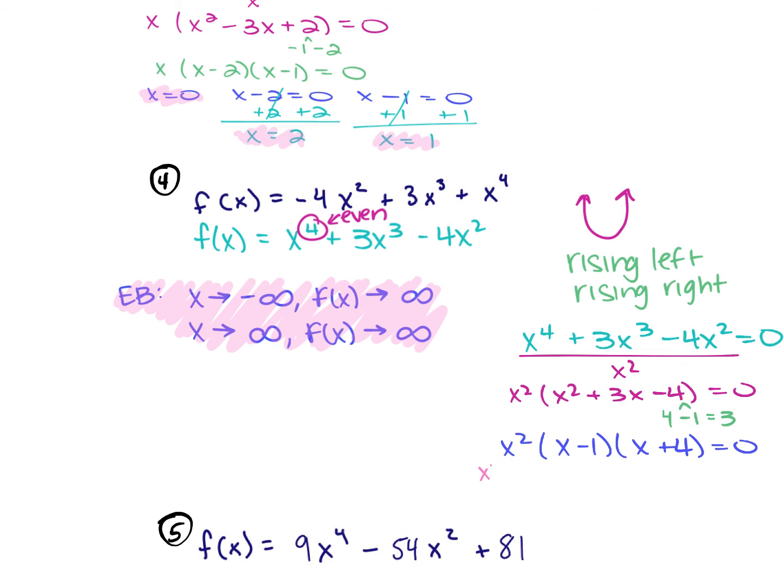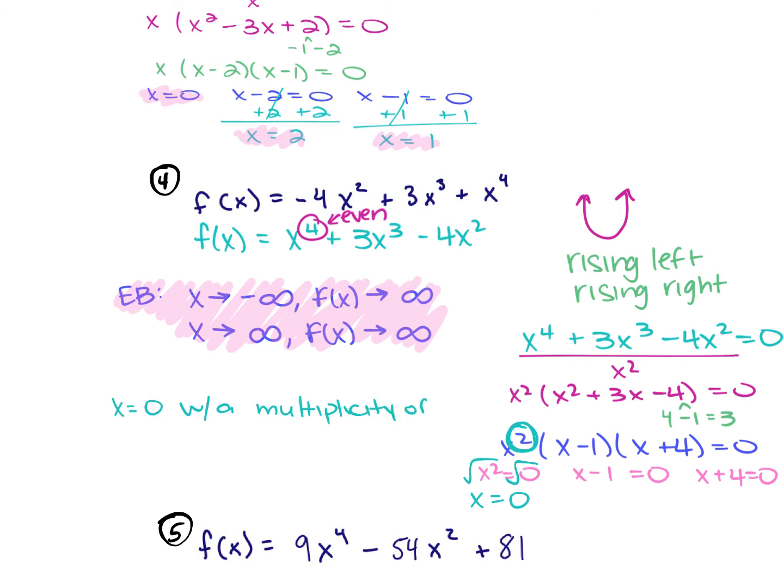You're going to have x squared is equal to 0, x minus 1 is equal to 0, and x plus 4 is equal to 0. Solve them. Take the square root of both sides. You have that x is 0. How many times is x 0? Twice. So x is equal to 0 with a multiplicity of 2.